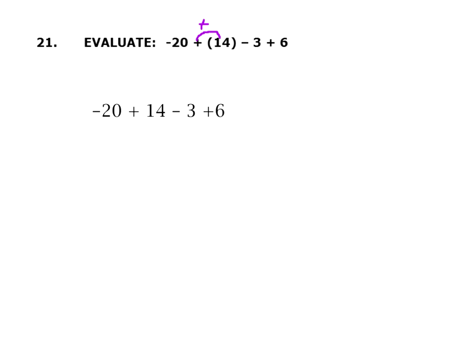We add the like sign, so we add the negative. So what does negative 20 and negative 3 give us? Negative 23. And 14 and 6. Perfect. And negative 23, positive 20. Perfect. You got it. Negative 3.